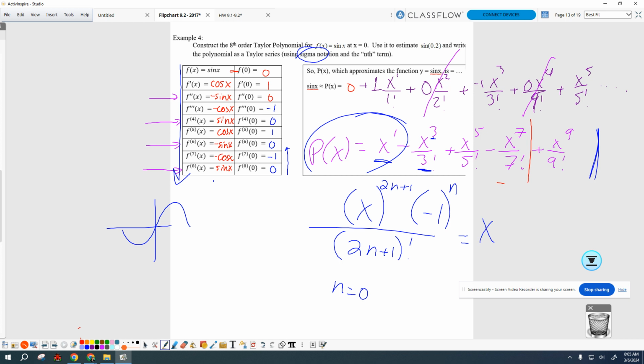Now let's go to n is 1. That's x to the third, -1 to the 1 is negative, over 3 factorial, I got the next term. Maybe check one more to make sure that your expansion works. And if you're off by something, maybe you need to adjust +1 or -1, fix it. Right, thank you.